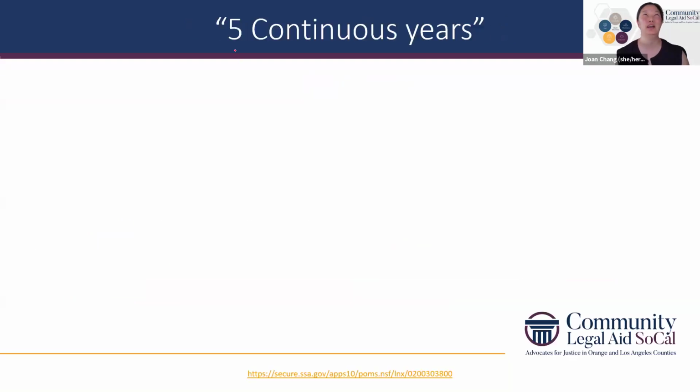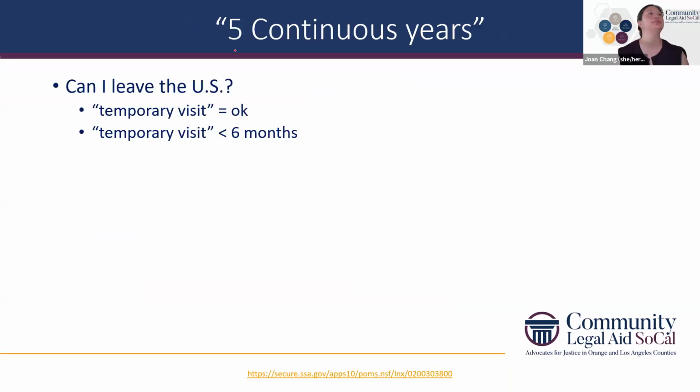Okay, so what does 5 continuous years mean? Let's break it down. Can I leave the US for a temporary visit? That's okay. Temporary is considered less than 6 months. So when you get your green card, one of the prerequisites is you're saying to the US government you're not planning on leaving the country for more than 6 months.